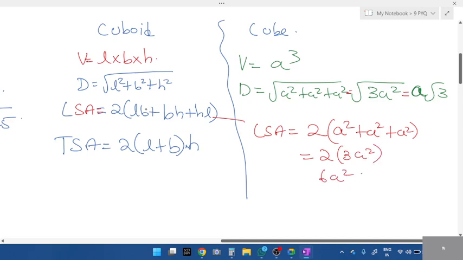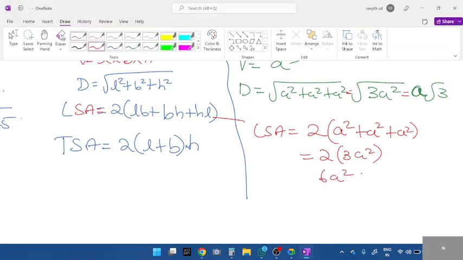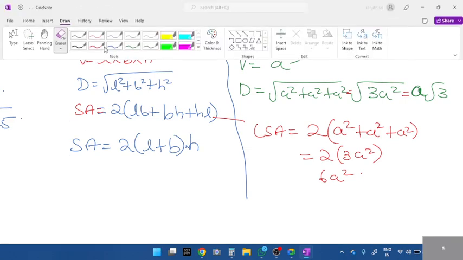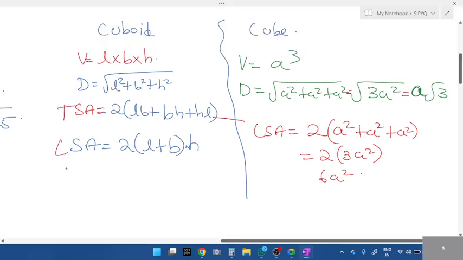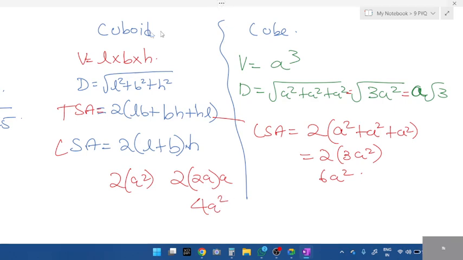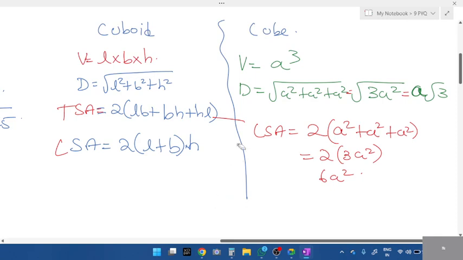Okay, I think for lateral it is reverse, right? The formula is reverse. Total surface area, lateral surface area. 2 into, just a minute, students. 2 into 2A into A. 4A square. Ah, correct. I made a mistake. What is lateral surface area? Somebody told in the beginning. What is lateral surface area? 2 into LB plus BH. What is total surface area? 2 into LB plus BH plus HL.